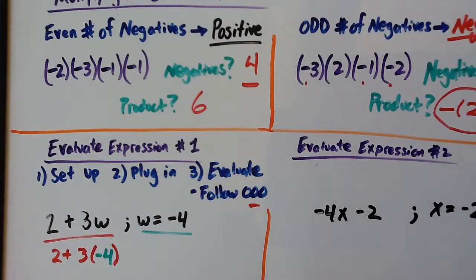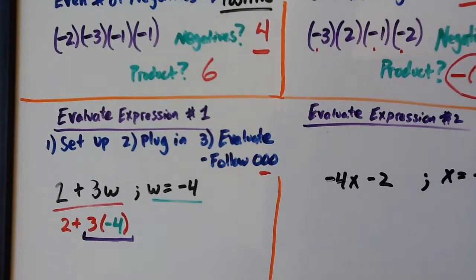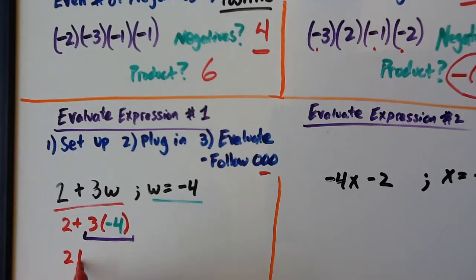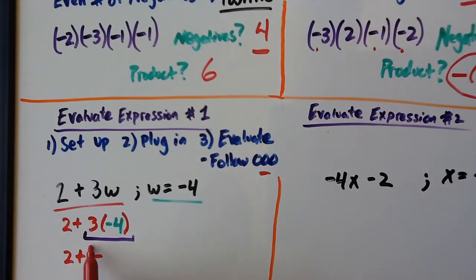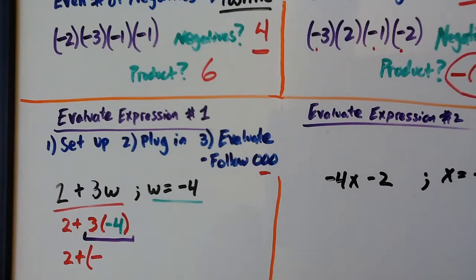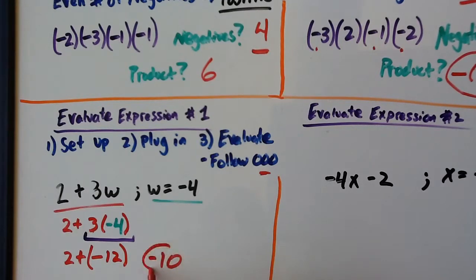Now, number 3, I evaluate by following order of operations. I have addition and multiplication, right? 3 times negative 4. I have to do that first. So I'm just going to bring the 2 down. I'll have 2 plus whatever 3 times negative 4 is. They have different signs, right? 3 is positive, 4 is negative. So I know my product is going to be negative, whatever 3 times 4 is. 3 times 4 is 12. All right, so I'm left with 2 plus negative 12. At this point, I can use my add rules. They have different signs, so I'm going to subtract. 12 minus 2 is 10, and keep the big guy. The big guy here is negative, so my sum will be negative 10.